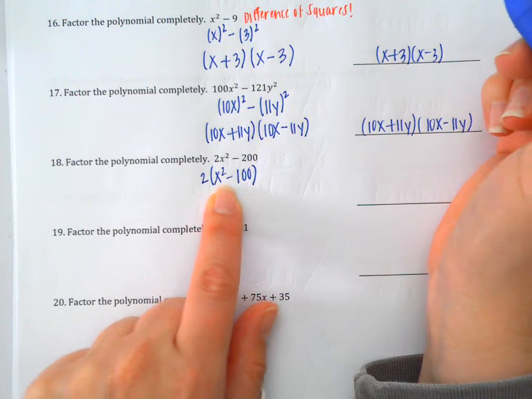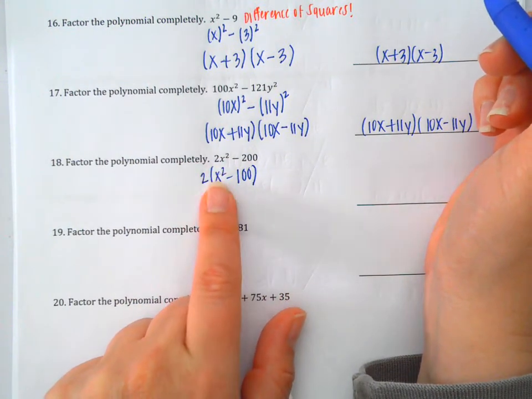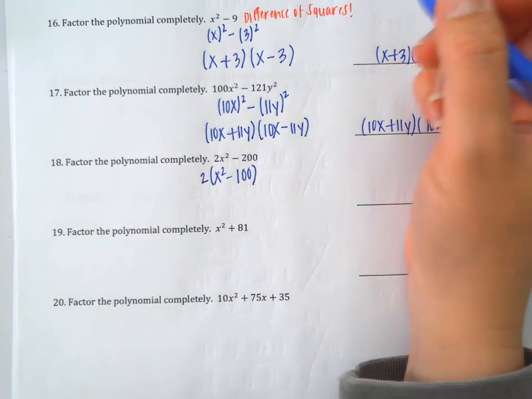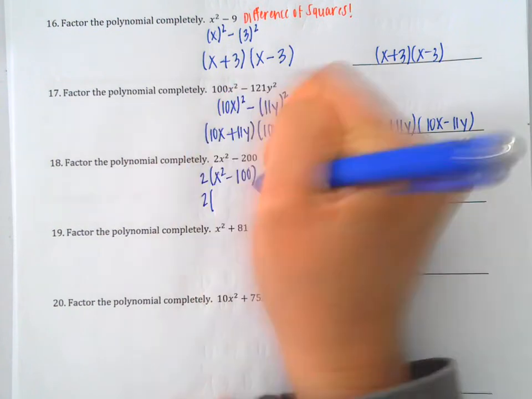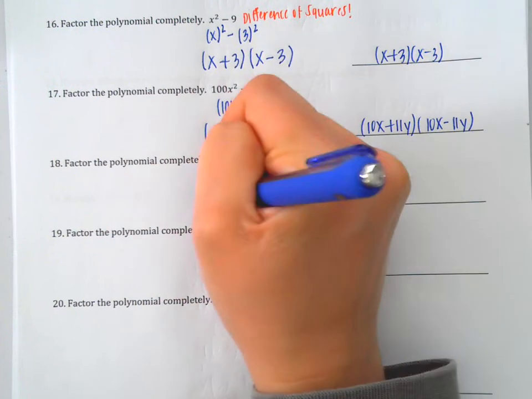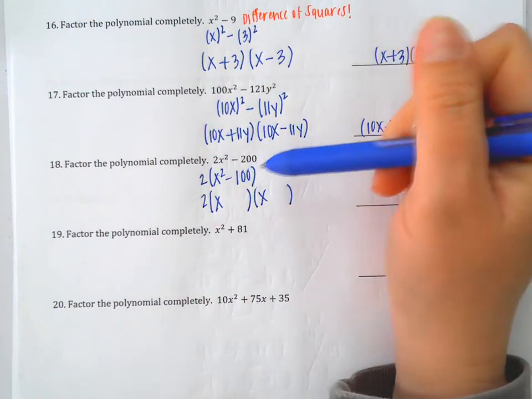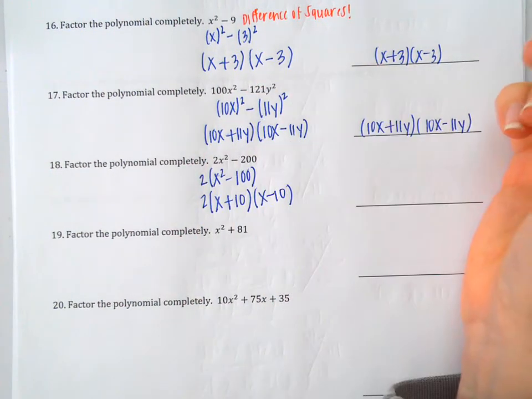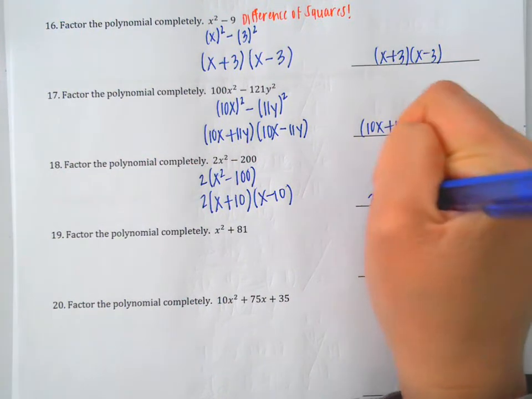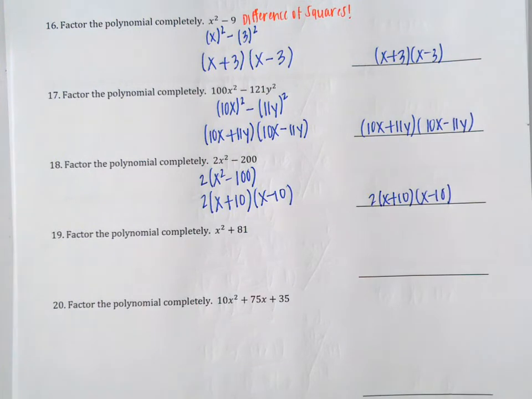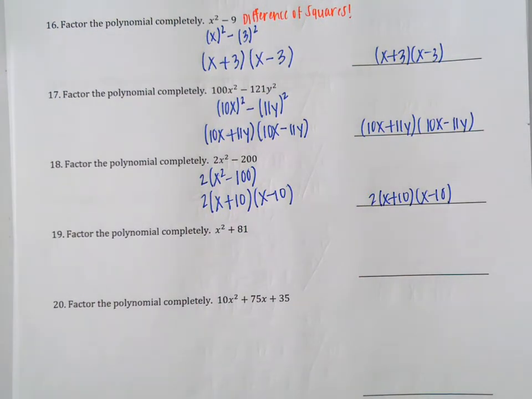Now here I still have 2 terms, they're subtracting. Now, is x squared a perfect square and is 100 a perfect square? And the answer is yes, they both are. So I can split those up. The square root of x squared is x, so x and x. And the square root of 100 is 10, so 10 and 10. One's plus, one's minus. And then it's fully factored. So 2 times x plus 10 and x minus 10. And that is it.